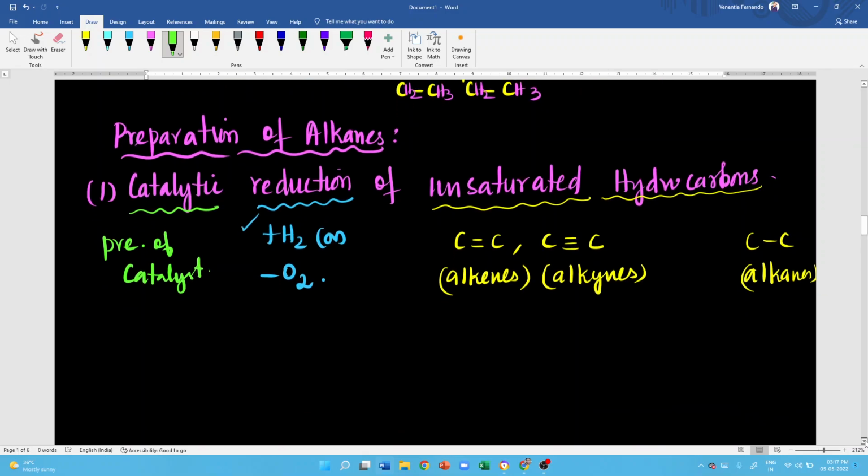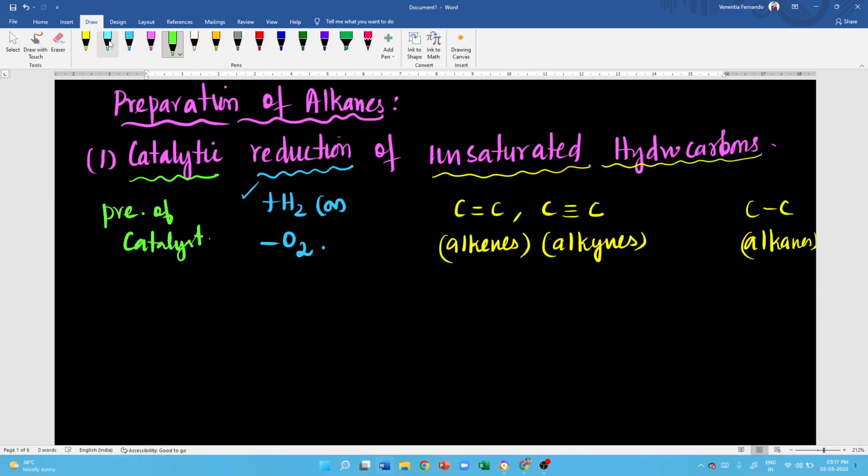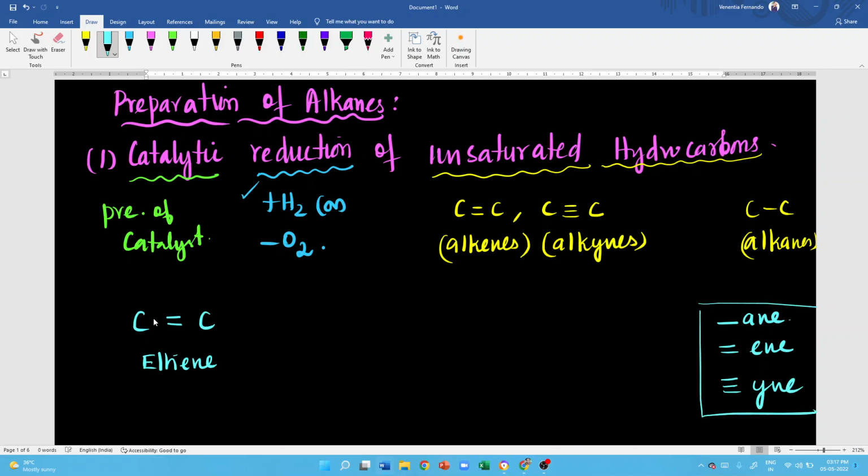First, let me take an example for an alkene. An alkene has a double bond between two carbons. With two carbons the name is eth. Since it's a double bond, it ends with the letters ene. Single bond ends with the letters ane, double bond ends with ene, and triple bond means yne. The 2 carbon alkene is ethene, filled with hydrogens: H2 and this is also H2.